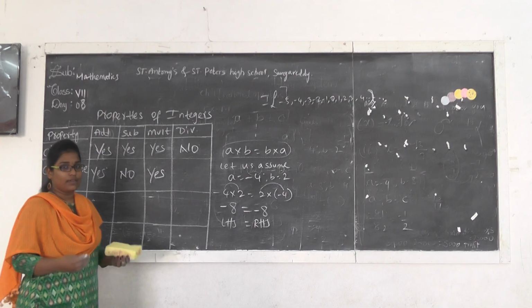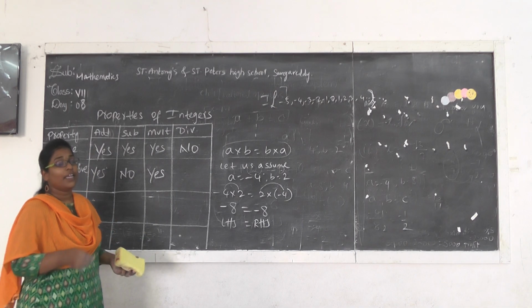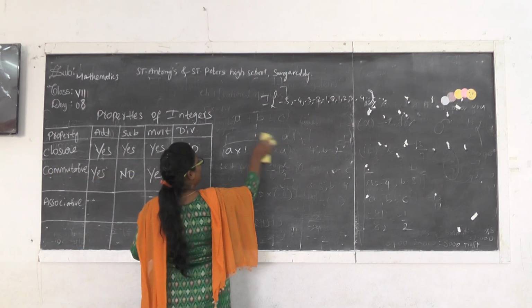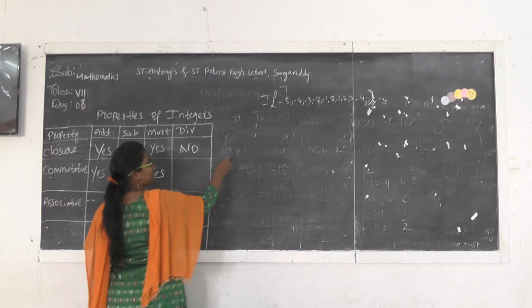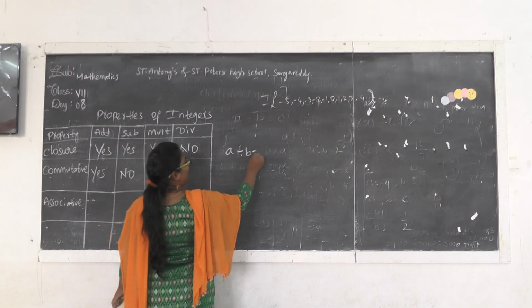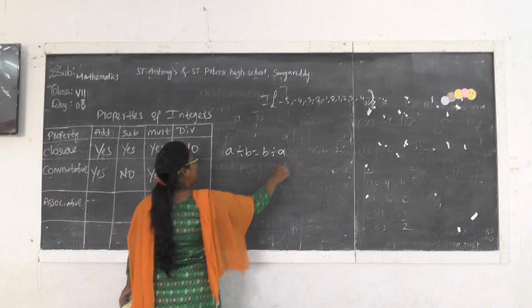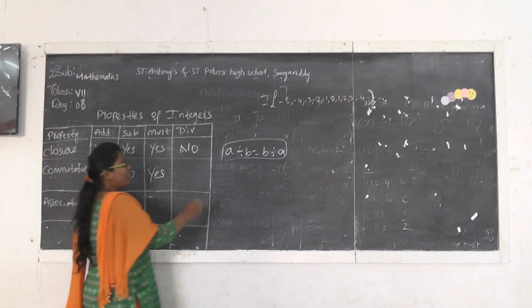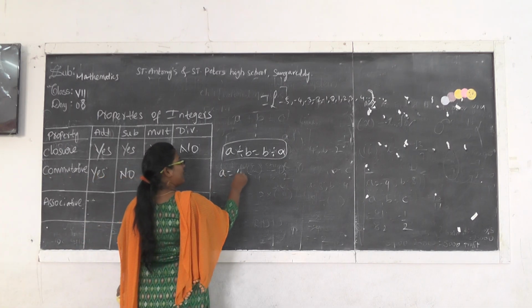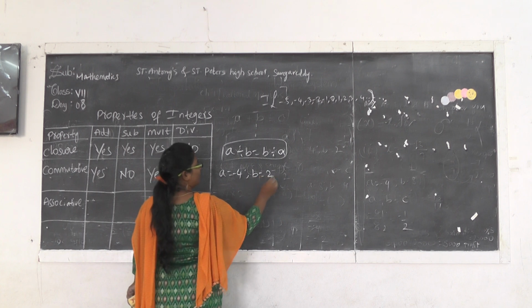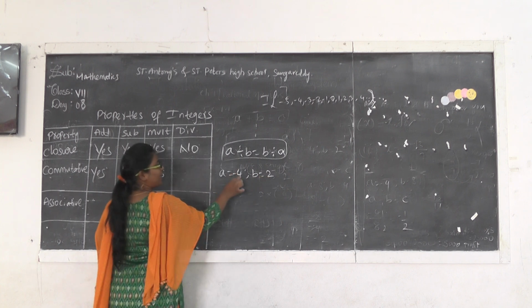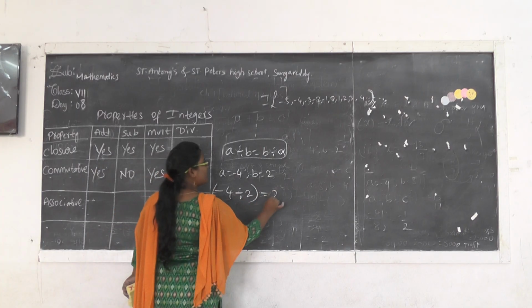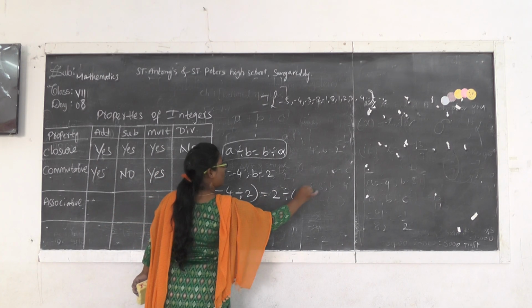Understand? Now let's check division under the commutative property. Can you derive the property? Yes, it is very simple. The commutative property under division is nothing but A divided by B equal to B divided by A. Now let's check. A equal to minus 4, B equal to 2. Substitute: in the place of A, minus 4 divided by 2 equal to 2 divided by minus 4.